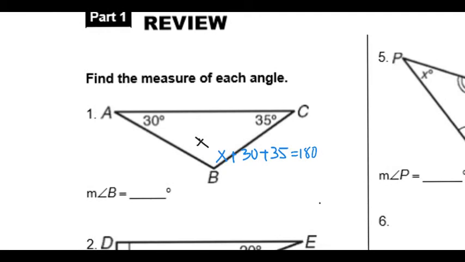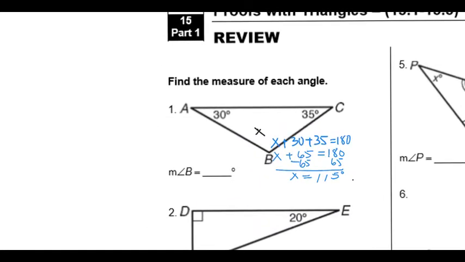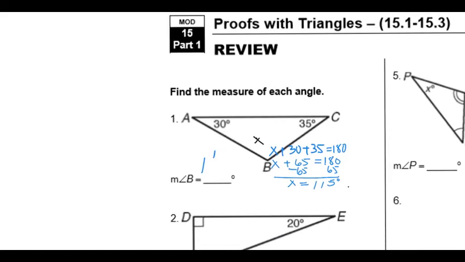Okay, since 30 plus 35 is 65, we're going to take 65 and subtract it from both sides. And we will end up with x equals 115. So x is really the measurement of angle B. So the measurement of angle B is 115. Okay, we're done with number 1.